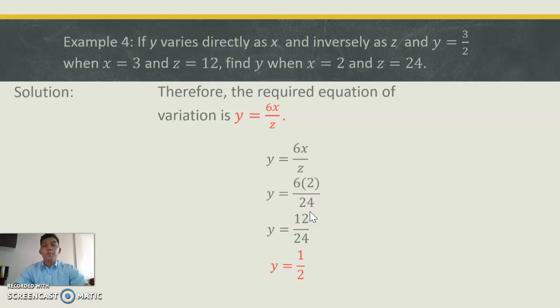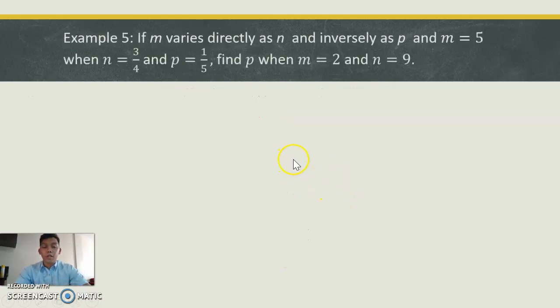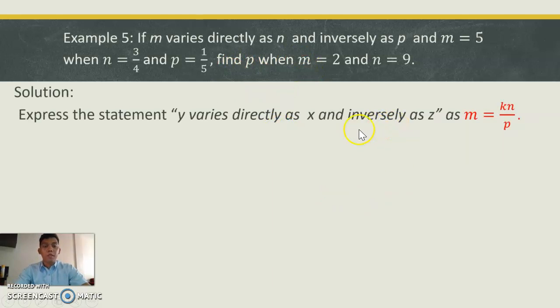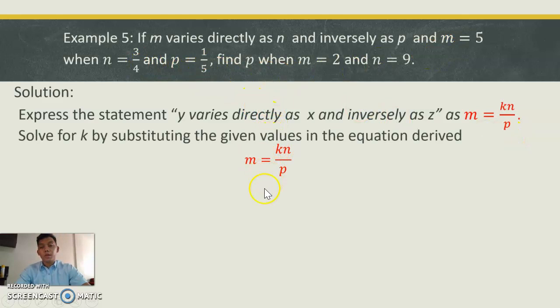For the fifth example, it involves a lot of fractions. But anyways, just like what I've said earlier, you just have to deal with it in a positive manner. So again, we translate the equation. So m is equal to kn. We translate the variation statement to m equal to kn over p. And then just replace the values. M is 5, n is 3/4, p is 1/5.